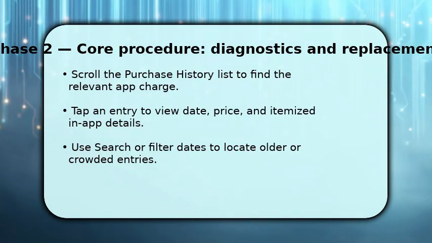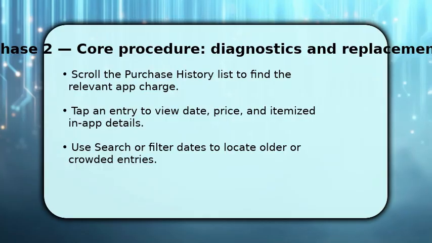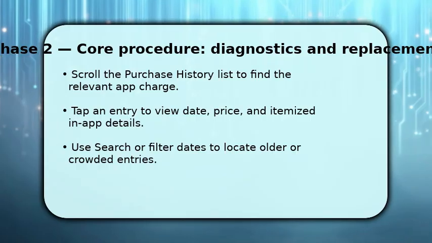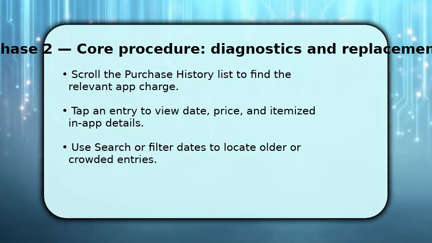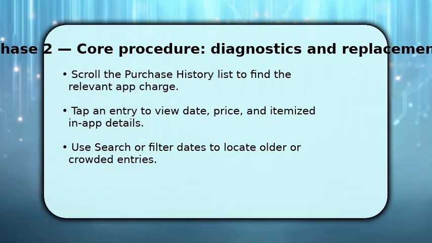You'll see whether the charge was an app purchase, a subscription, or an in-app item. If it's a subscription, tap Subscriptions in Settings to manage renewal. If the list looks long, filter by year or month to speed discovery. This helps when multiple small purchases clutter the feed.